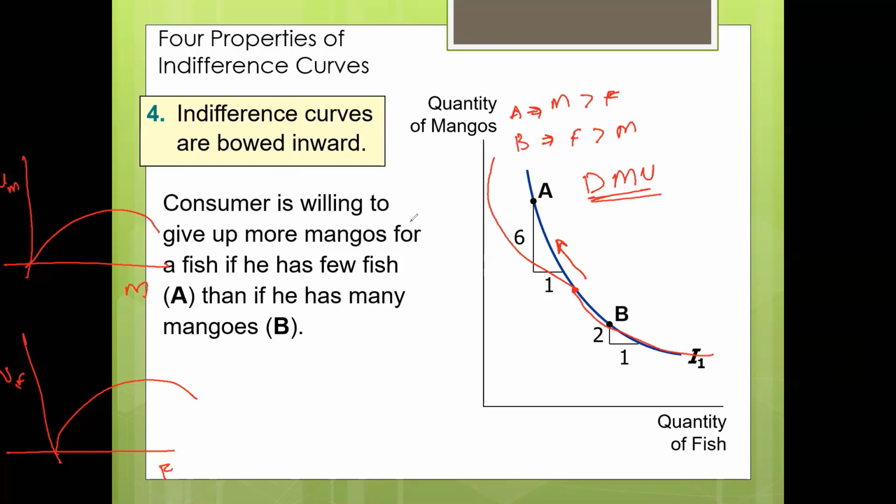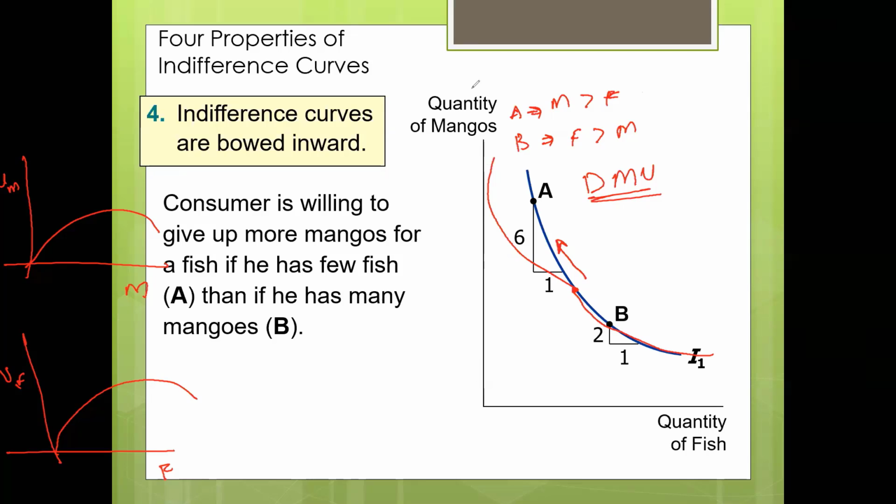So the customer is willing to give up more mangoes for fish if he has fewer fish. So in point A, he has less fish. The thing which is in lower quantity will give him more happiness. So he will try to give up the mangoes because he has an abundance, and he will try to get fish. That's why the number is bigger here. Then in point B, he has fewer mangoes, and he is willing to give more fish.